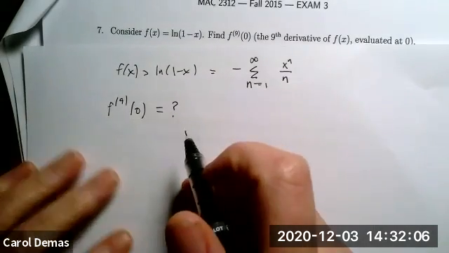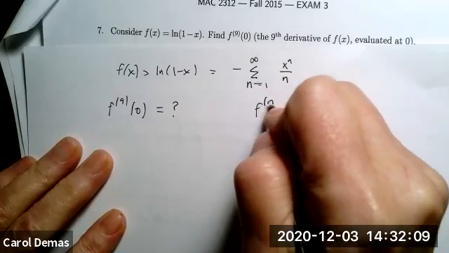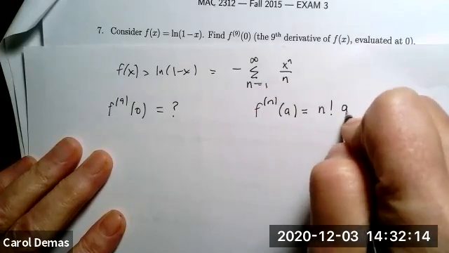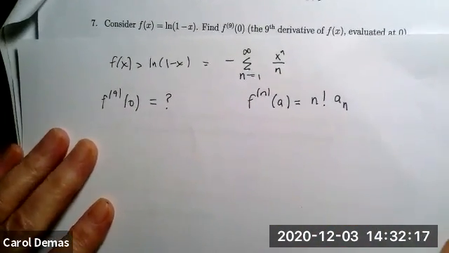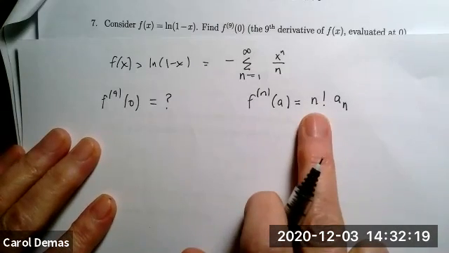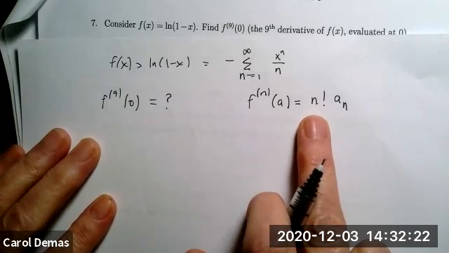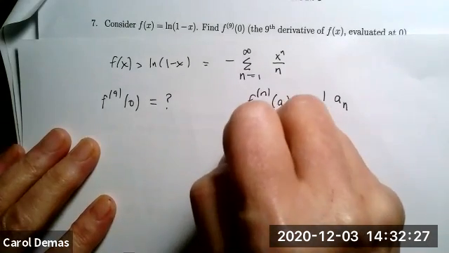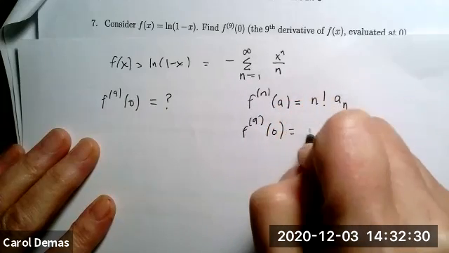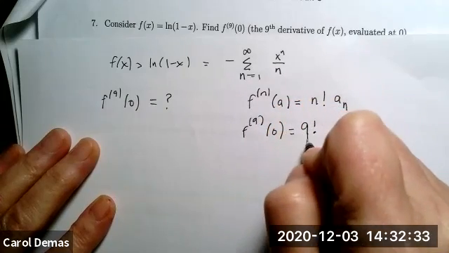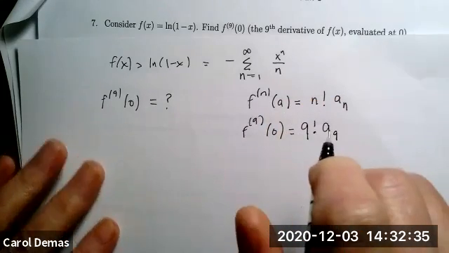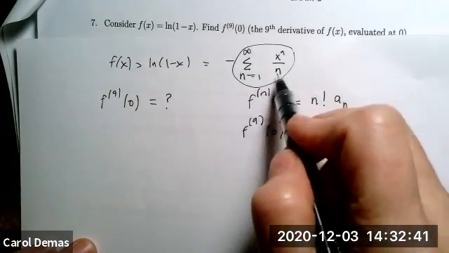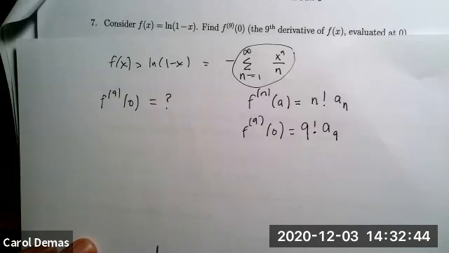And we've got a formula that the nth derivative evaluated at a is going to be n factorial times the nth coefficient. Our a is 0. So we have that the 9th derivative evaluated at 0 is going to be 9 factorial times a sub 9. Okay, so we have to go up here and see what's the coefficient when n is equal to 9.